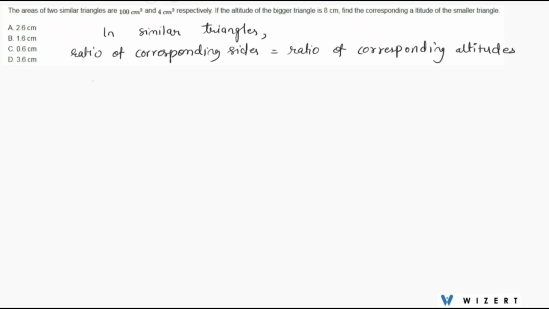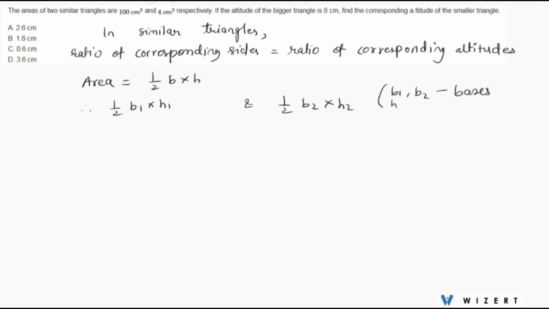Therefore, let's see, we know that area of triangle is half base into height. Therefore, in this case, area will be half b1 into h1 and half b2 into h2, where b1, b2 are bases and h1, h2 are heights of the triangles. Now, since they are in proportion, we know that b1 equal to m times b2 and h1 will be equal to m times h2.